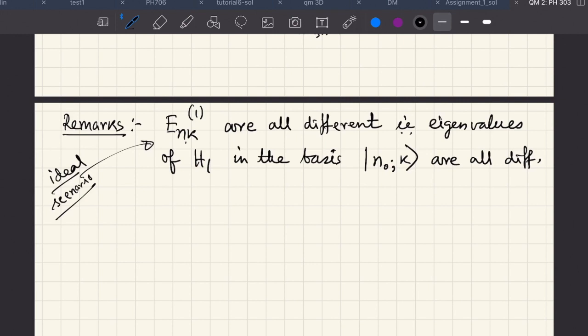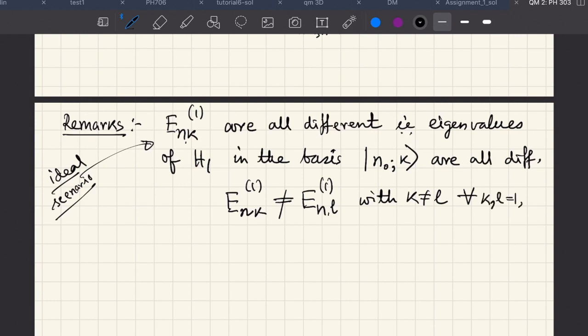This statement that I have written here means that E_n^(K,1) is not equal to E_n^(L,1) with K not equal to L, for all values of K and L taking between 1 to capital N. So now if the degeneracy is lifted, the basis states |n0,K⟩ that make H1 diagonal in the degenerate subspace are called good basis states. That is something which is very interesting.